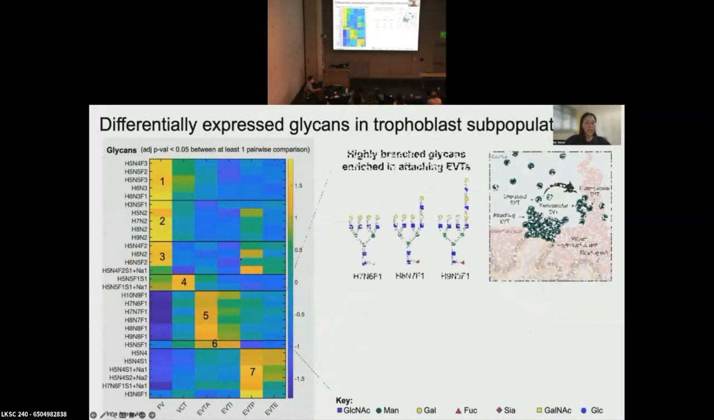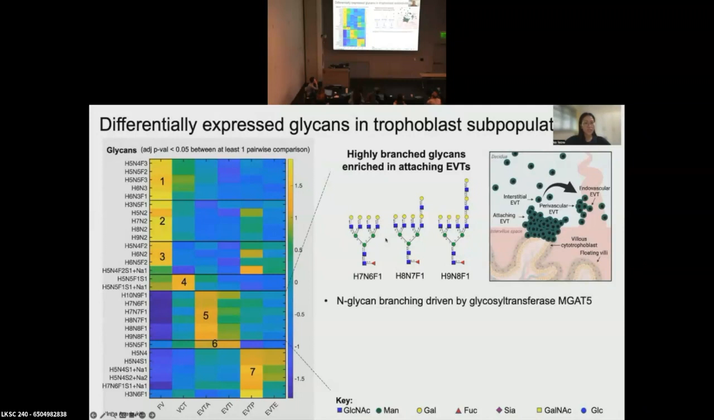Here I wanted to highlight an example that we thought was really interesting, showing glycans that are enriched in the attaching trophoblast at the invasive front from the placental villi into the decidua. And this could suggest a pro-invasive role for these glycans. We noticed that they belong to a class of glycans that are characterized by branching, where each branch comprises a GlcNAc and a galactose residue. And when there are 4 or more of these branches, we call these highly branched glycans.